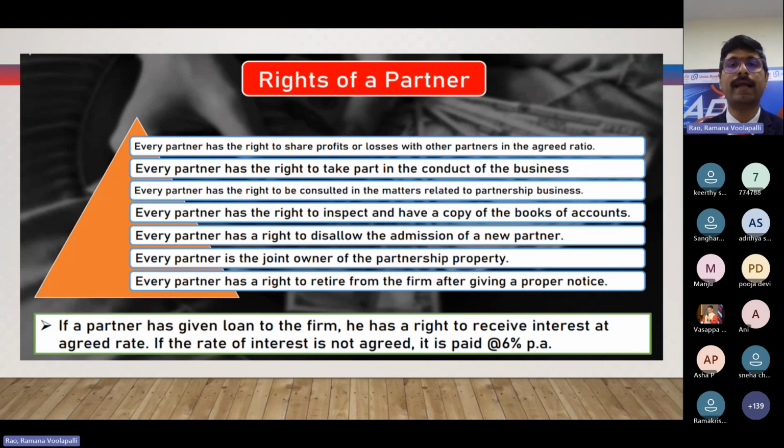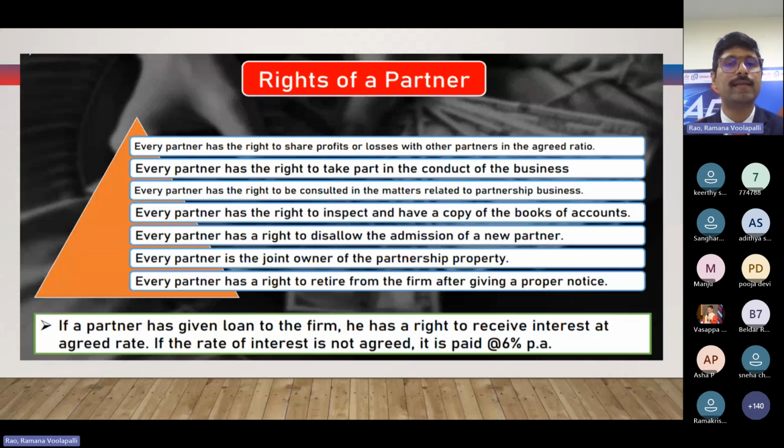Every partner has the right to share profits or losses with the other partners in the agreed ratio, which is generally mentioned in the agreement. Every partner has the right to take part in the conduct of the business, including the day-to-day business. Every partner has the right to be consulted in matters related to the partnership business.